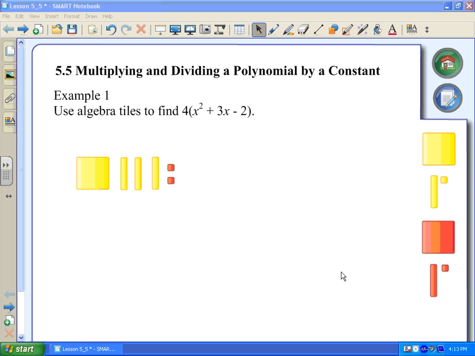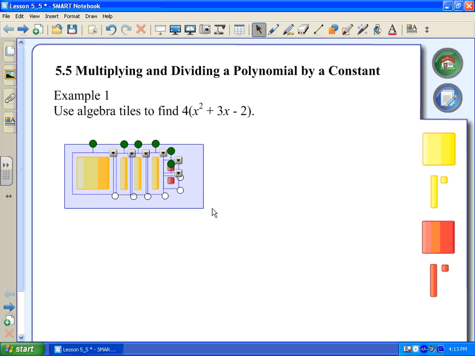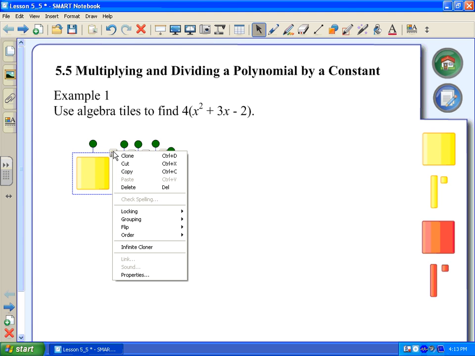So if I look at this first example, I'd have 4 times the polynomial x squared plus 3x minus 2. So one meaning of multiplication is to think of that as 4 groups of x squared plus 3x minus 2, 4 of those polynomials. So how could I show that? Well, I've got one x squared plus 3x minus 2 modeled here. What it really means is I want 4 of those.